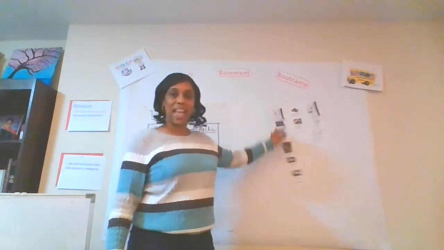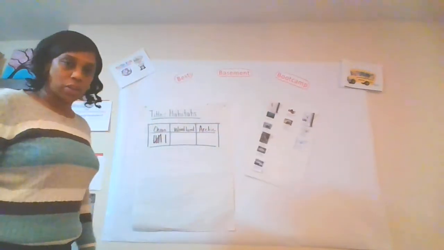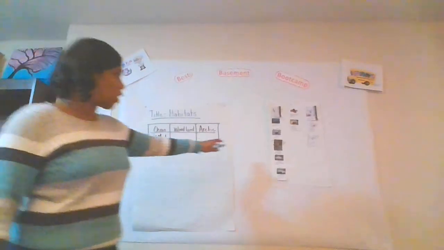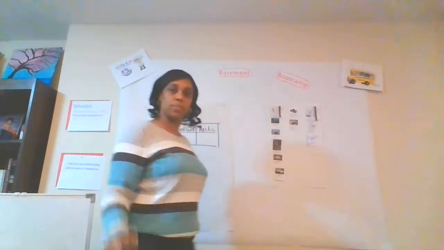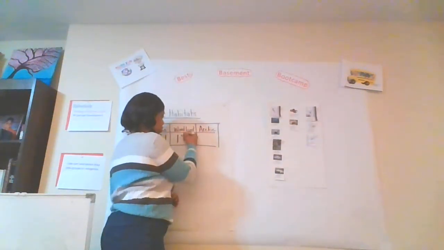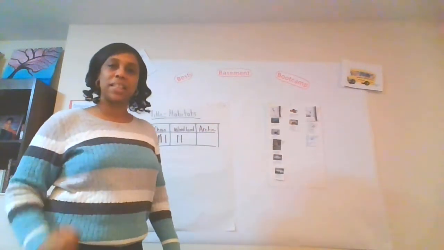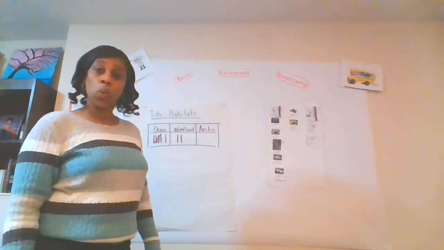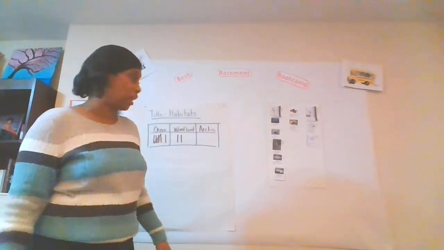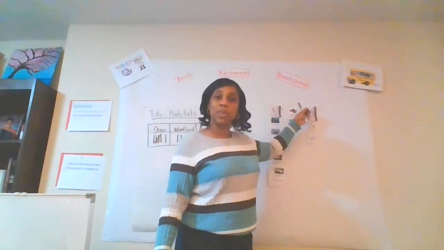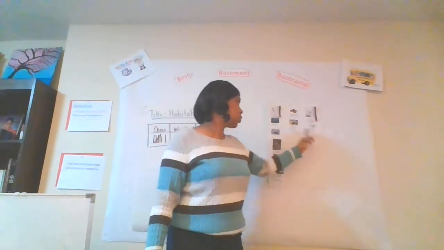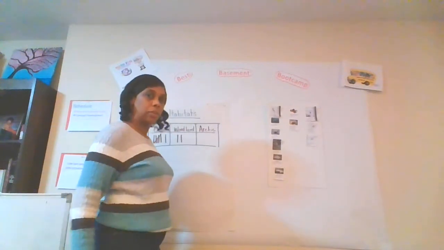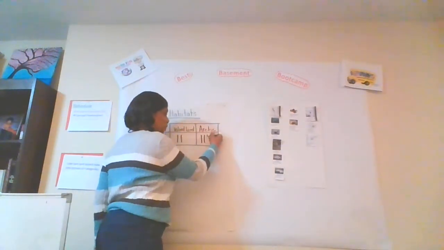Next, I'm going to look at the animals that are in the woodland area. Oops. They are 1, 2. 2 marks represent the tally mark. That's just a quick way of counting. Next, I'm going to look at the Arctic. 1, 2, 3. Let's put it down here. 1, 2, 3.